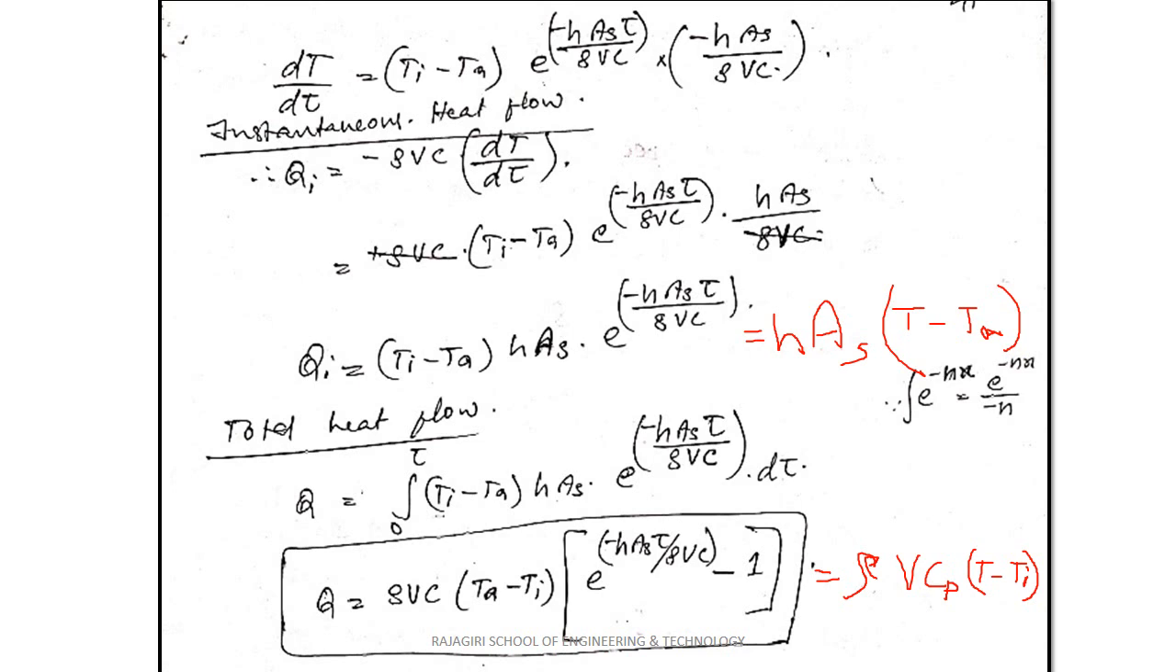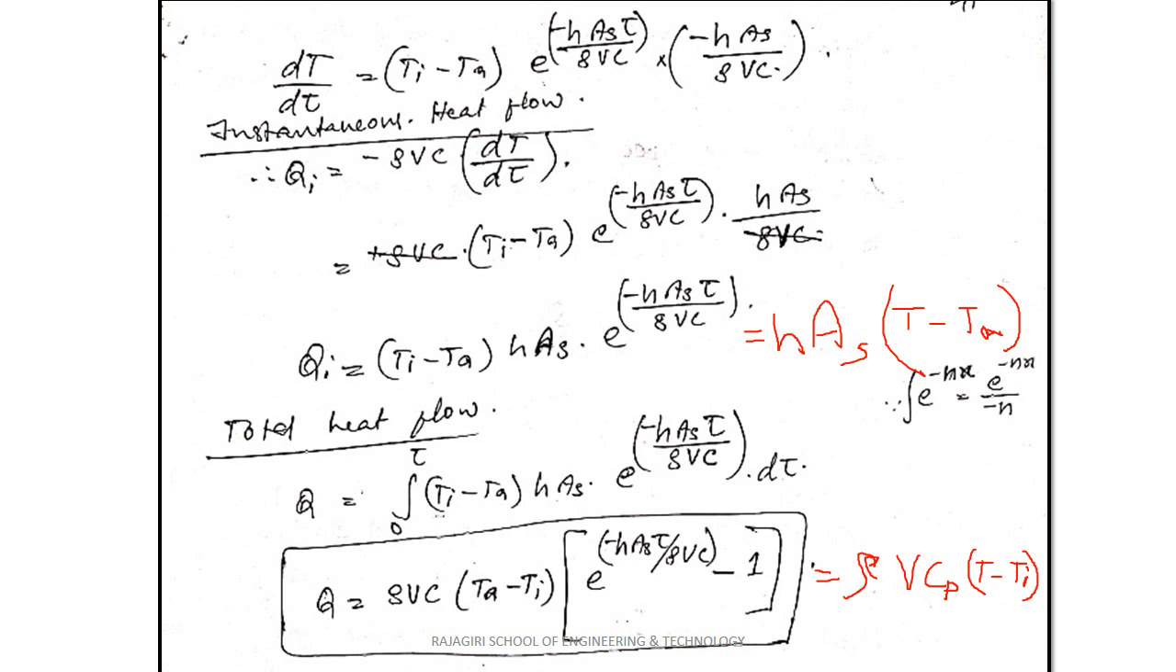Now, to find the total heat flow during a time tau, we can integrate this instantaneous equation with the limits 0 to tau. That is, the total heat flow during some time interval, Q equal to integral 0 to tau of (Ti minus Ta) hAs e raised to minus hAs tau by rho V Cp d tau. So you will get Q equal to rho V Cp (Ta minus Ti), to make this quantity positive, (Ta minus Ti) times the bracket e raised to minus hAs tau by rho V Cp minus 1.